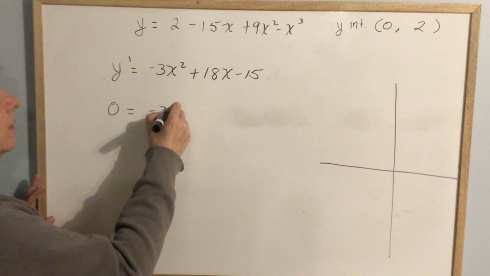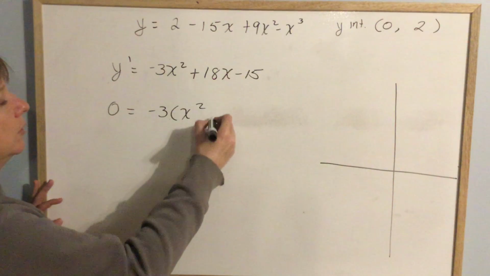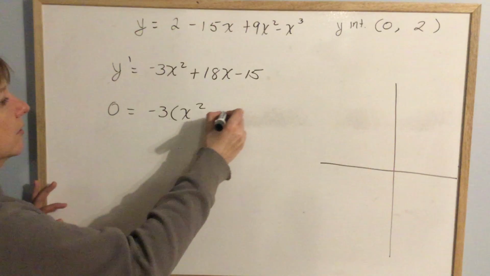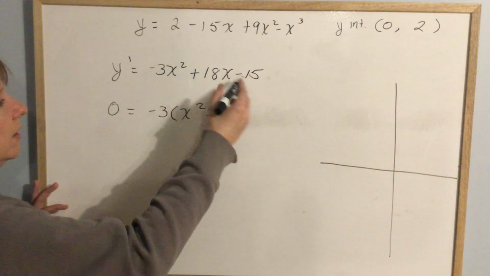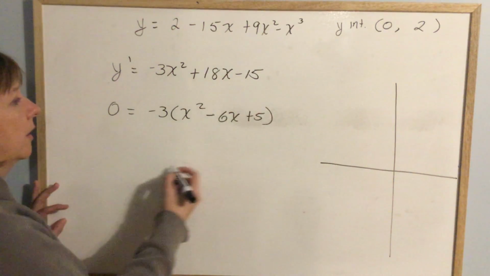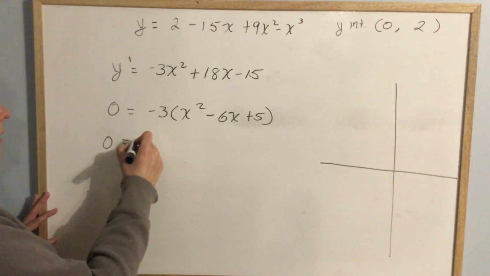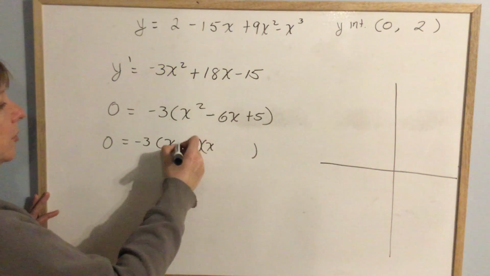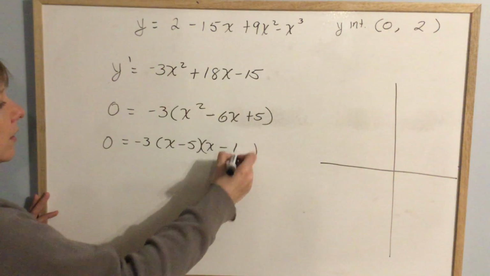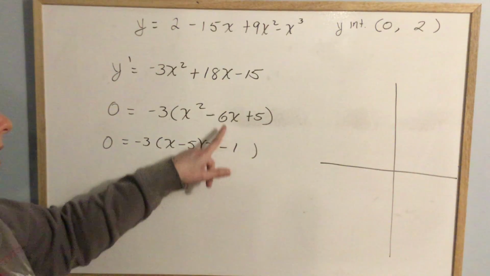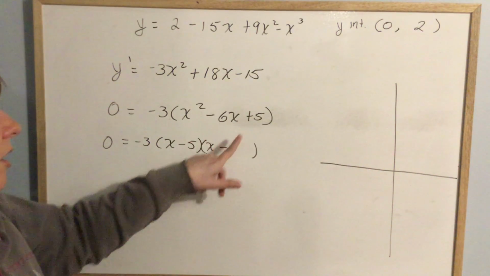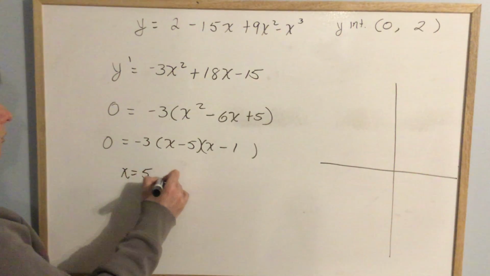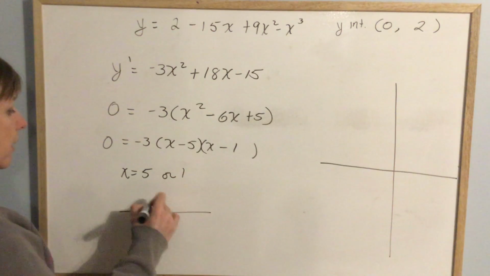Personally, I would take a negative 3 out as a common factor, leaving me with x squared, minus 6x, if I take negative 3 out of there, plus 5. So that factors, I hope, to x minus 5 and x minus 1. Negative 5 minus 1 is negative 6, and negative 5 times negative 1 is positive 5. So that means x is either equal to 5 or 1.